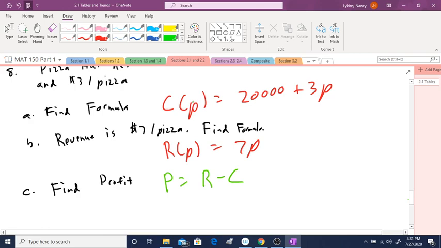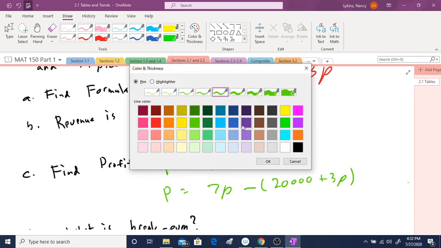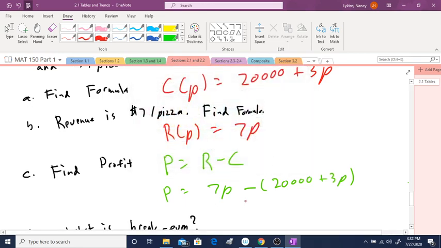Now, what I'm going to do is say, okay, my revenue is 7P. So my profit's going to be 7P minus, what is my cost formula? It is 20,000 plus 3P. So we're going to use some simple algebra here. So finally, my profit is going to be 7P minus 3P gives me 4P minus $20,000, because we're in the hole $20,000. Okay?